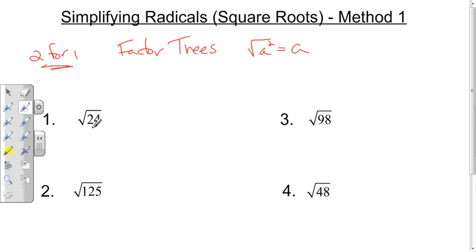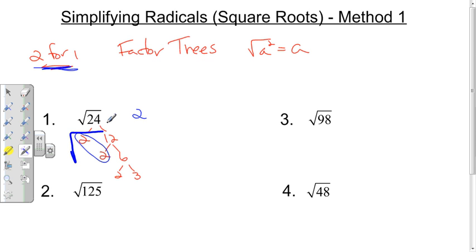I'm going to factor tree 24, and I'll turn it into 2 and 12, and then I'll turn that into 2 and 6. I'll turn that into 2 and 3. Then I'm going to use this 2-for-1 idea. If you notice here, I've got two factors of 2, and they shall become one factor of 2. The two factors of 2 really is 2 times 2, which is 4, and the square root of that is going to be 2.